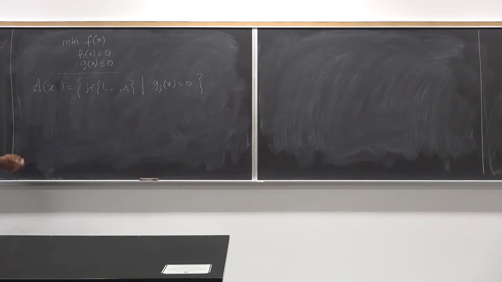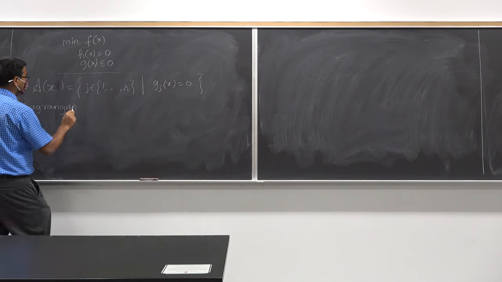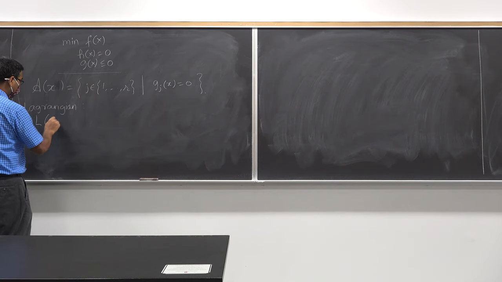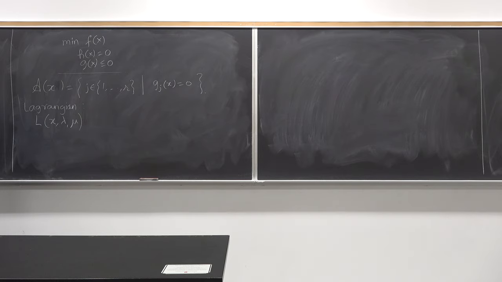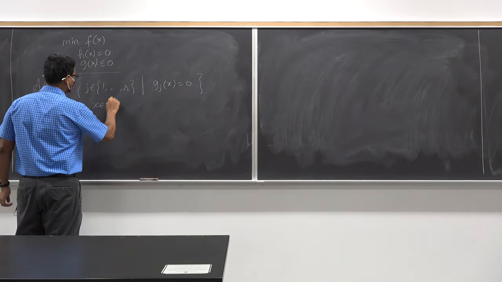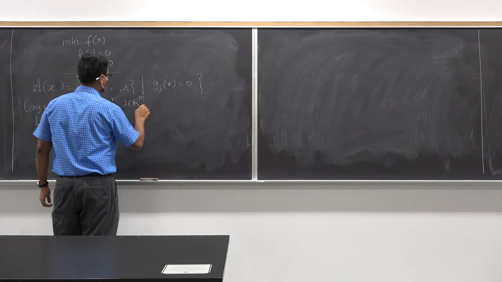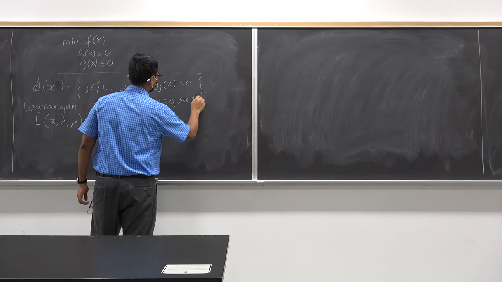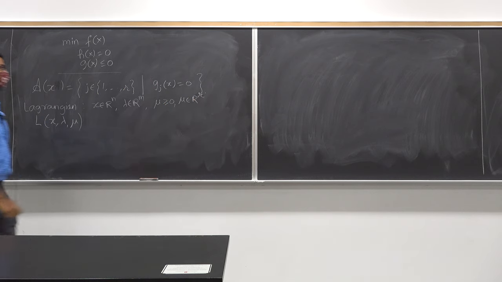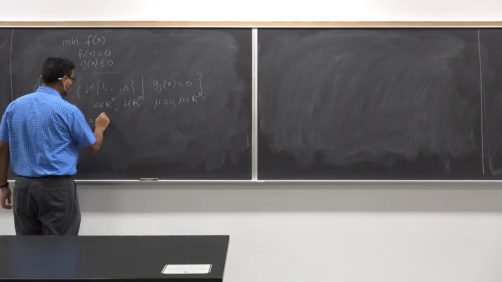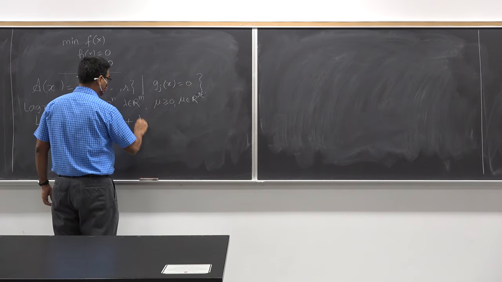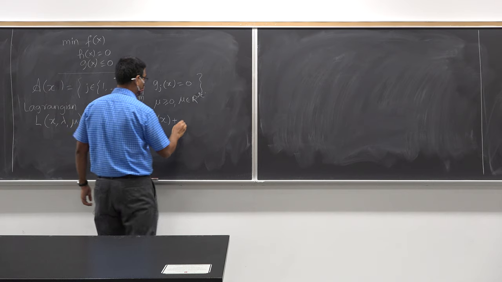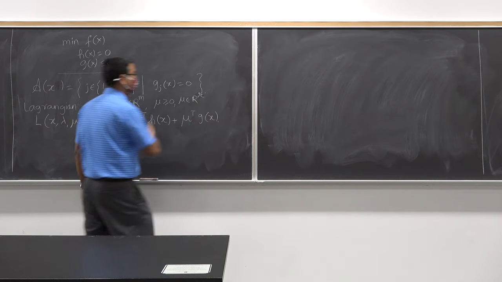So in order to do that, let me first introduce the notion of the Lagrangian for this case. It is denoted by L, and it's a function of x, lambda, and mu. So x is in R^n, lambda is in R^m, and mu is greater than or equal to 0, mu is in R^r. It's given by f of x plus lambda transpose h of x plus mu transpose g of x.